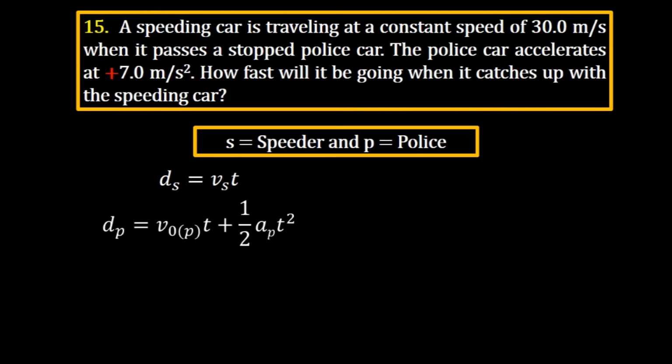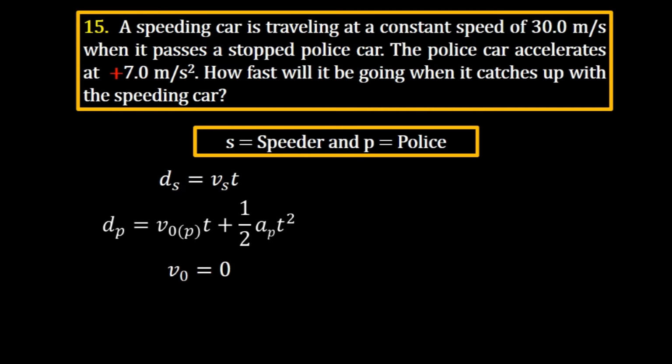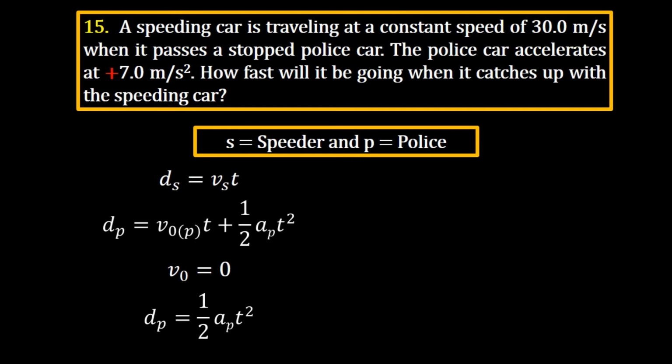The policeman will accelerate, and v naught is 0. So the v naught t term cancels out, but you still have 1/2 apt squared. So you have the two major equations: ds equals vst and dp equals 1/2 apt squared.